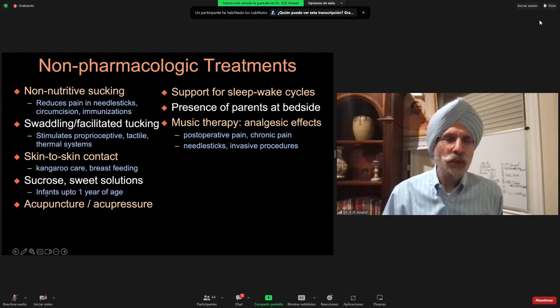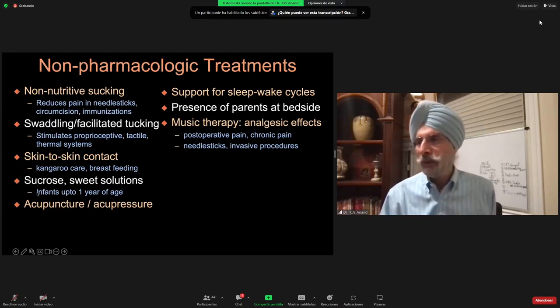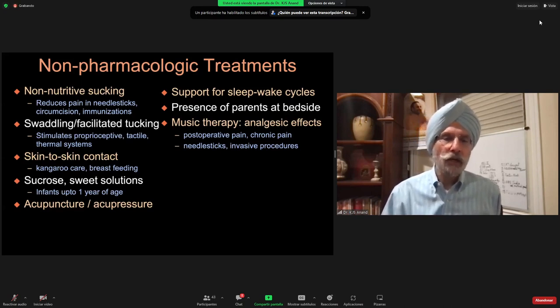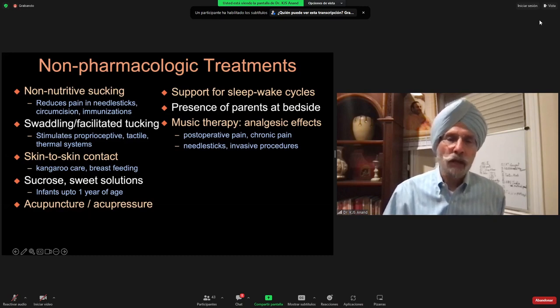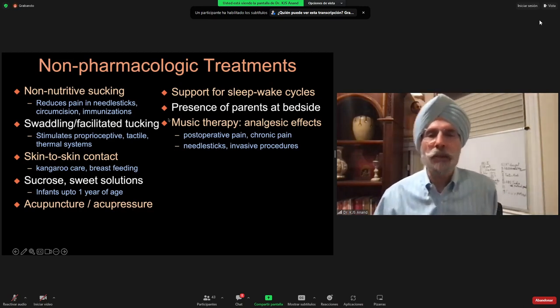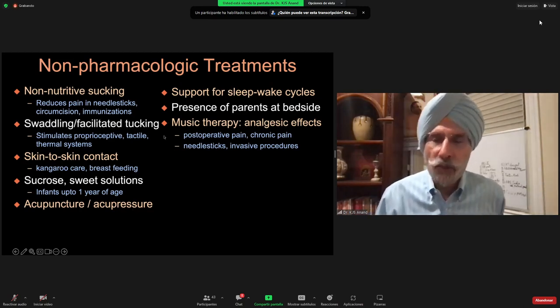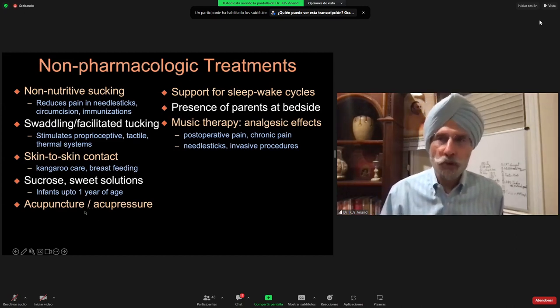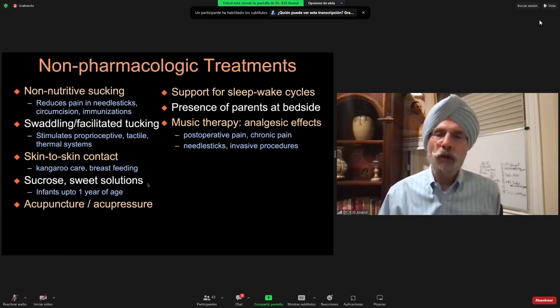Sucrose, or other sweet solutions, are well known to produce some degree of analgesia, but particularly around acute procedures. Acupuncture and acupressure have been tried. There are a few articles published on that. I'm not the expert, so I will not talk on these topics, but there is evidence, and we use it. We use acupuncture in our NICU, for postoperative pain and also for treating opiate withdrawal.